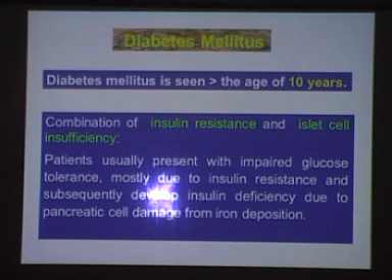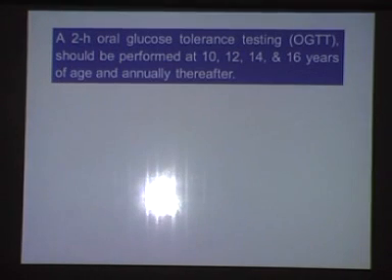Diabetes mellitus is seen after the age of 10 years, and it is usually a combination of insulin resistance and islet cell insufficiency. A 2-hour oral glucose tolerance test should be performed at 10, 12, 14, and 18 years of age and annually thereafter.